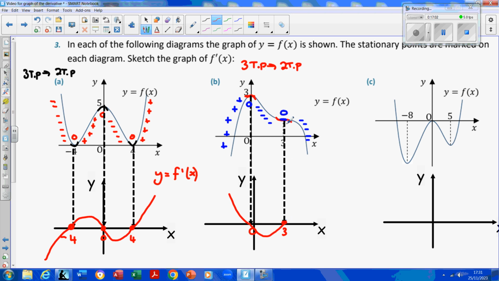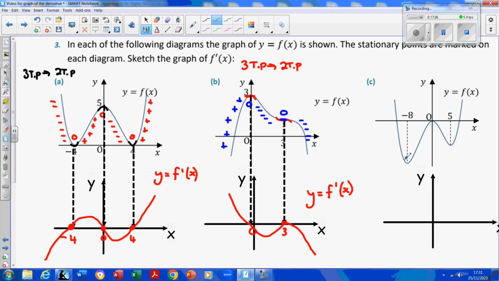And then after this bit, it's got to be negative. So it's going to have to turn and go down into the negative bit. So that's your graph of y is equal to f dash x. And there you've got 1 turning point there and another turning point there. So we've got our 2 turning points in the answer. Next one, we've got no points of inflection.